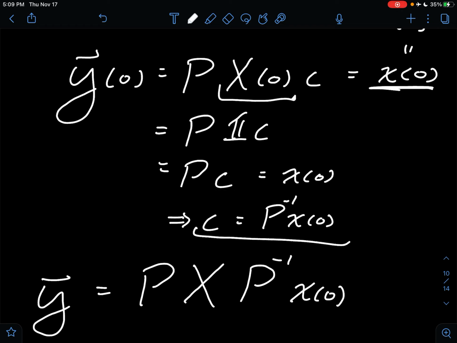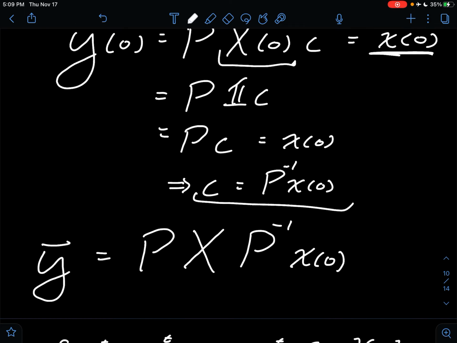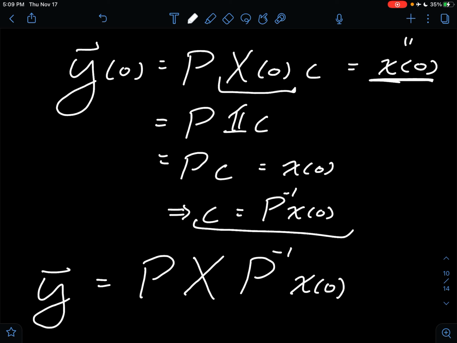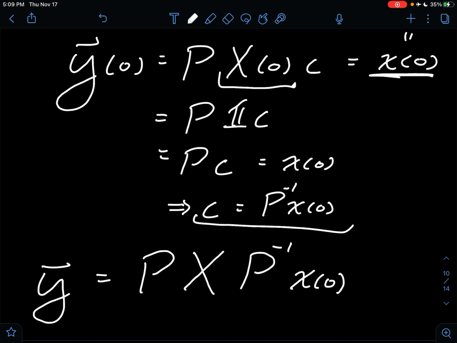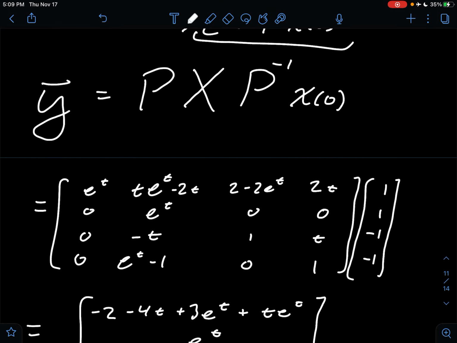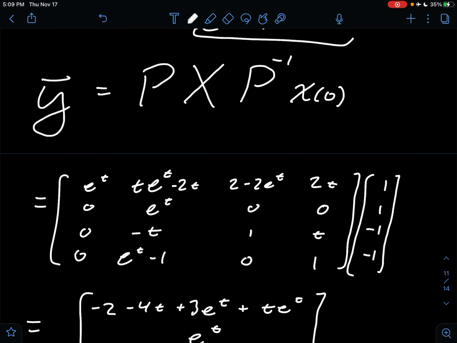That's great, which means that the initial condition is just equal to P times C. So then we can multiply both sides by P inverse and get that C, our coefficient matrix, is just equal to P inverse times X of 0, our initial condition. So then we can replace C with P inverse of X0. Y is equal to this, where we know everything. So this is great. Now we have written the answer to the problem in terms of things that we know and have already calculated.